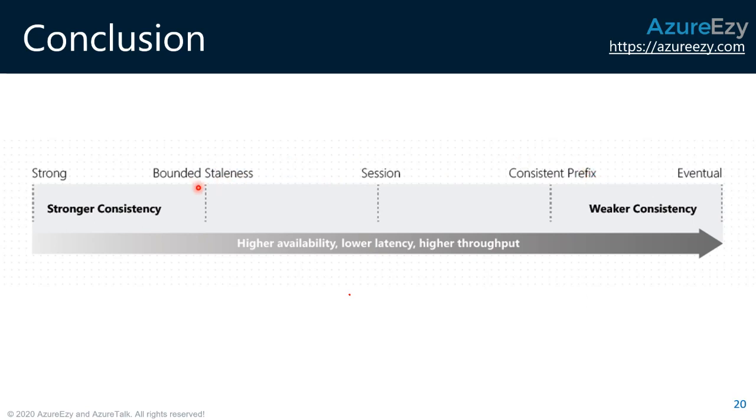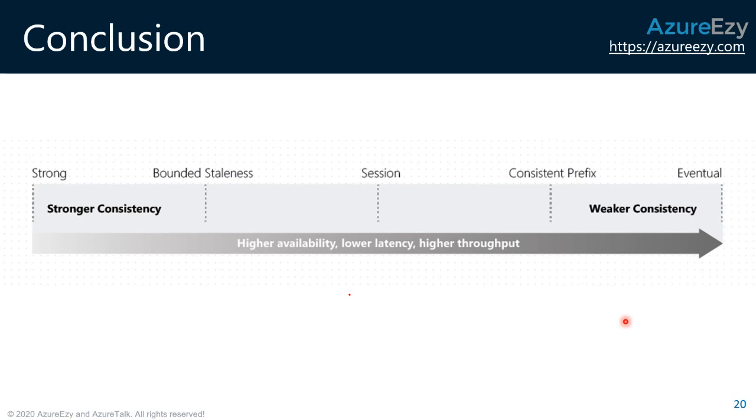In bounded, you're defining the time. In session, it was in the session only. In consistent prefix, it was maintaining the order. And eventual, there was no strong consistency, though it was getting all the updates at the end of the day, but it was not consistent at all. So this is the conclusion, and this will help you to place these consistency levels in your mind, and you can easily relate them with all those magical notes that we have gone through.